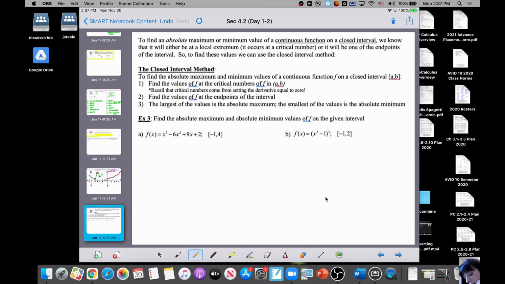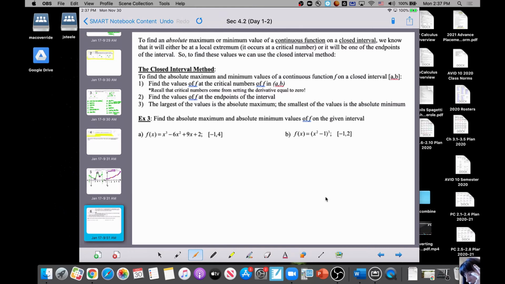To find the absolute maximum and minimum values of a continuous function f on a closed interval [a, b], step 1, find the values of f at the critical numbers of f in the interval a to b. So recall that critical numbers come from setting the derivative equal to 0. So we have to find the first derivative, we have to set it equal to 0, and we have to solve for x. There's a lot of steps there in part 1.